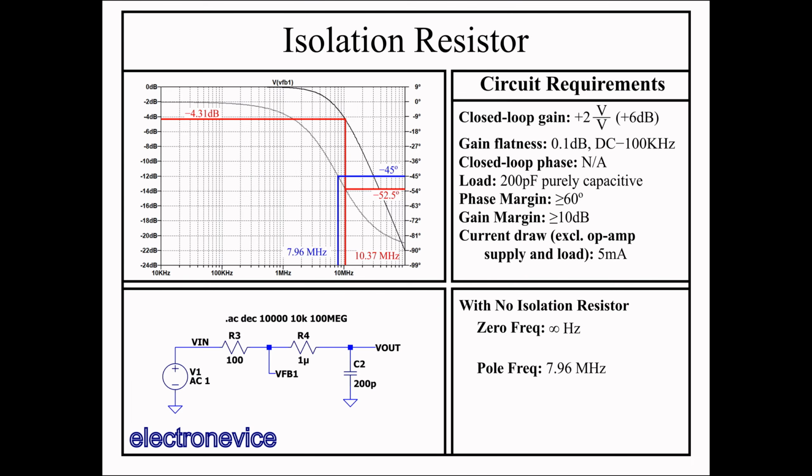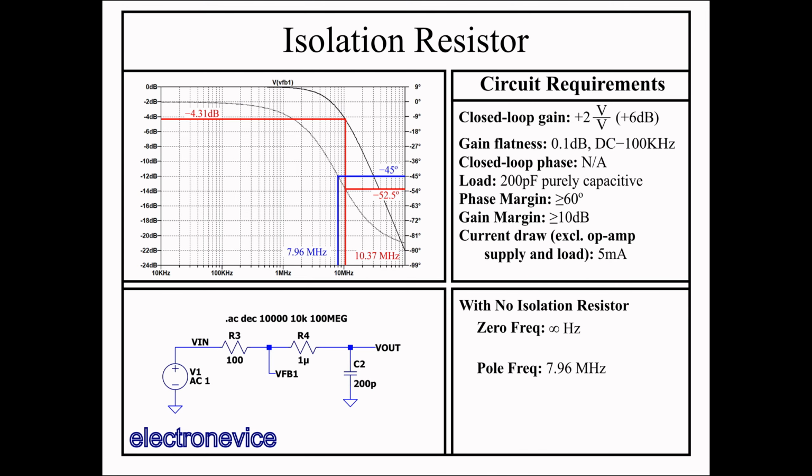So this is subtracting about 52.5 degrees of phase at our gain crossover of 10.37 MHz, as well as introducing about negative 4.31 dB of attenuation. The process for deciding where the pole and zero should go is not as straightforward as it was for our lead compensation, and since we only need about 14 degrees more phase margin, we should be able to choose somewhat arbitrary values and still meet our requirements.